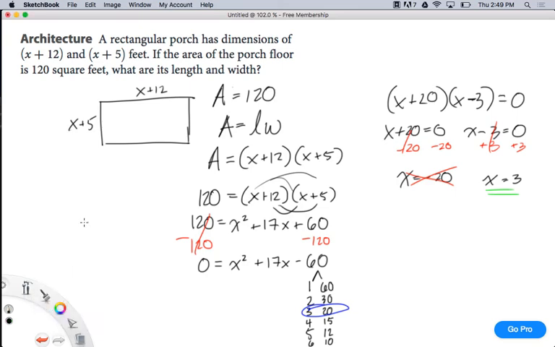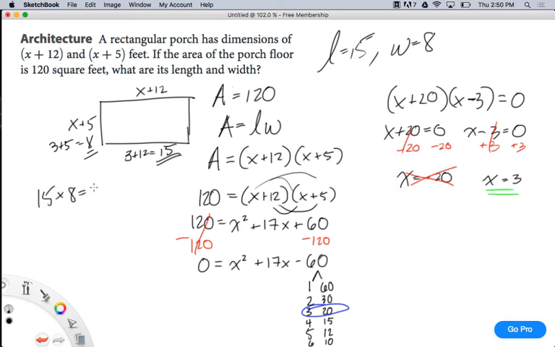So I plug in 3, I get 3 plus 12 equals 15. That's the length. And 3 plus 5 equals 8. That's the width. So length equals 15, width equals 8. How can I check that I got the right answer? Multiply them. If I multiply 15 times 8, I should get 120, and that's exactly what I get. All right. Cool. So that's the lesson for the day.